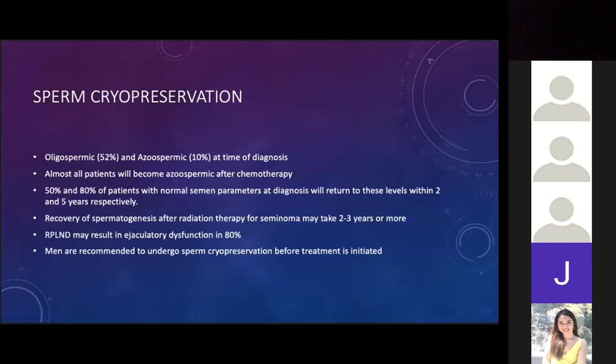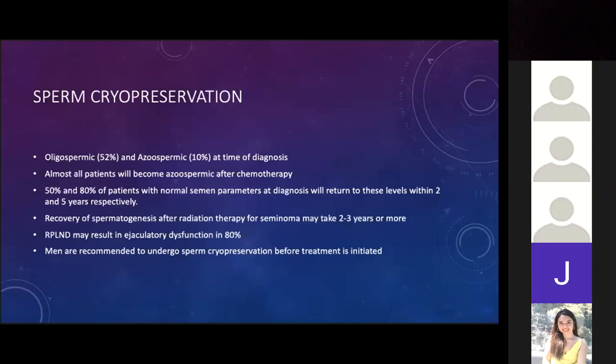For your sperm cryopreservation, although infertility is an uncommon presentation for GCT, there is still oligospermia in 52% and azoospermia in 10% at the time of diagnosis. Almost all patients will become azoospermic after chemotherapy. But 50 and 80% of patients with normal semen parameters at diagnosis will return to these levels within 2 and 5 years respectively.